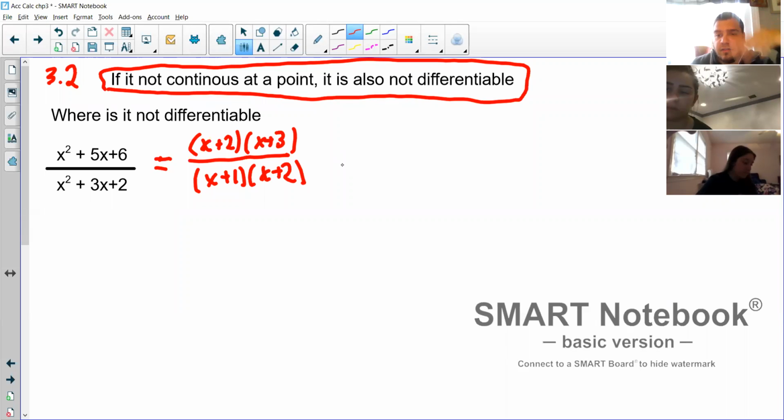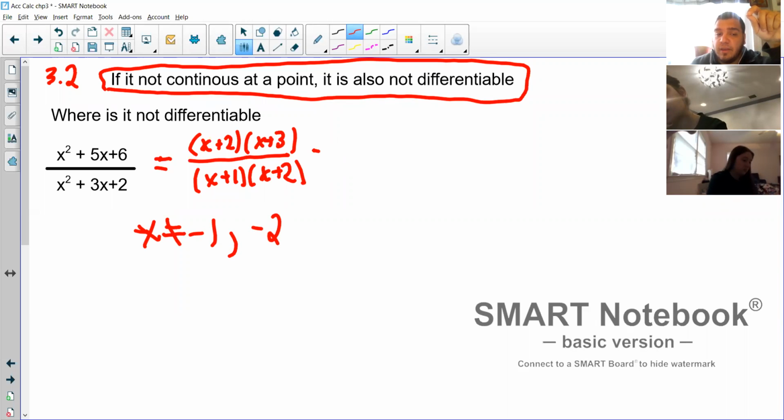So I just factored out the top and bottom. And the reason I factored the top and bottom is to help me visualize at what points there aren't continuous. In this one, we should be able to see that we're going to have a problem at -2 and at -1. So x cannot equal -2 or -1 in this case.